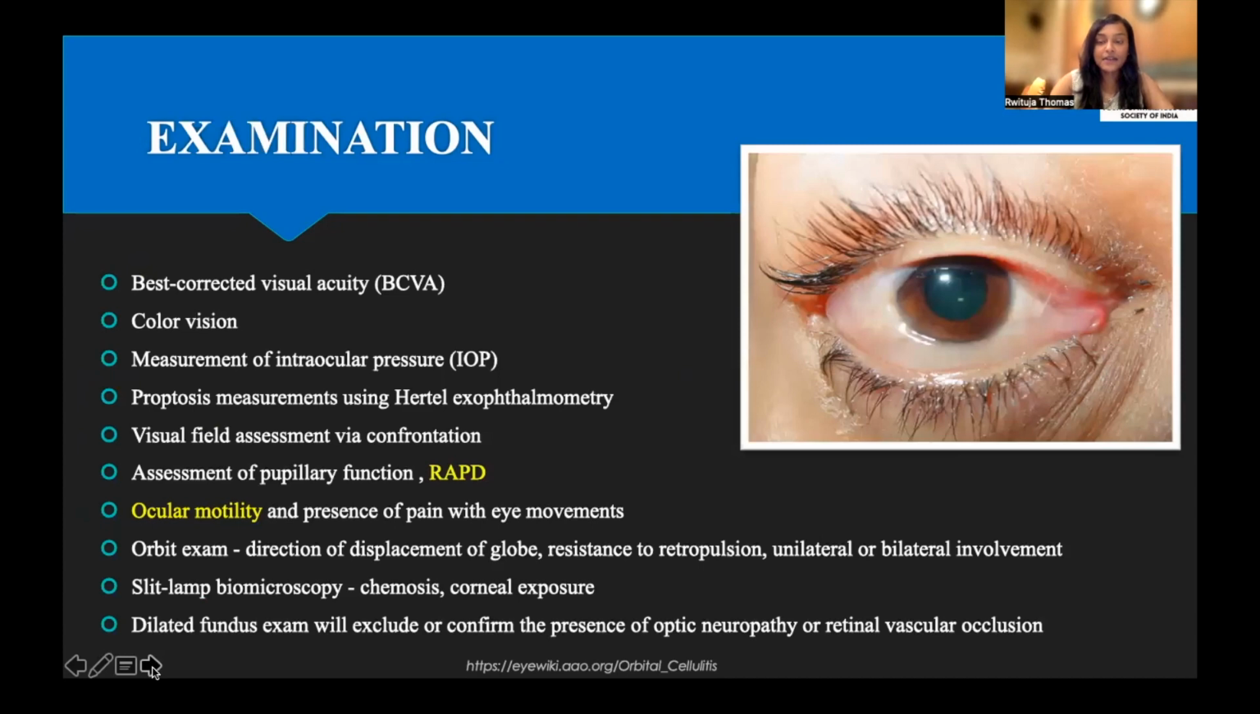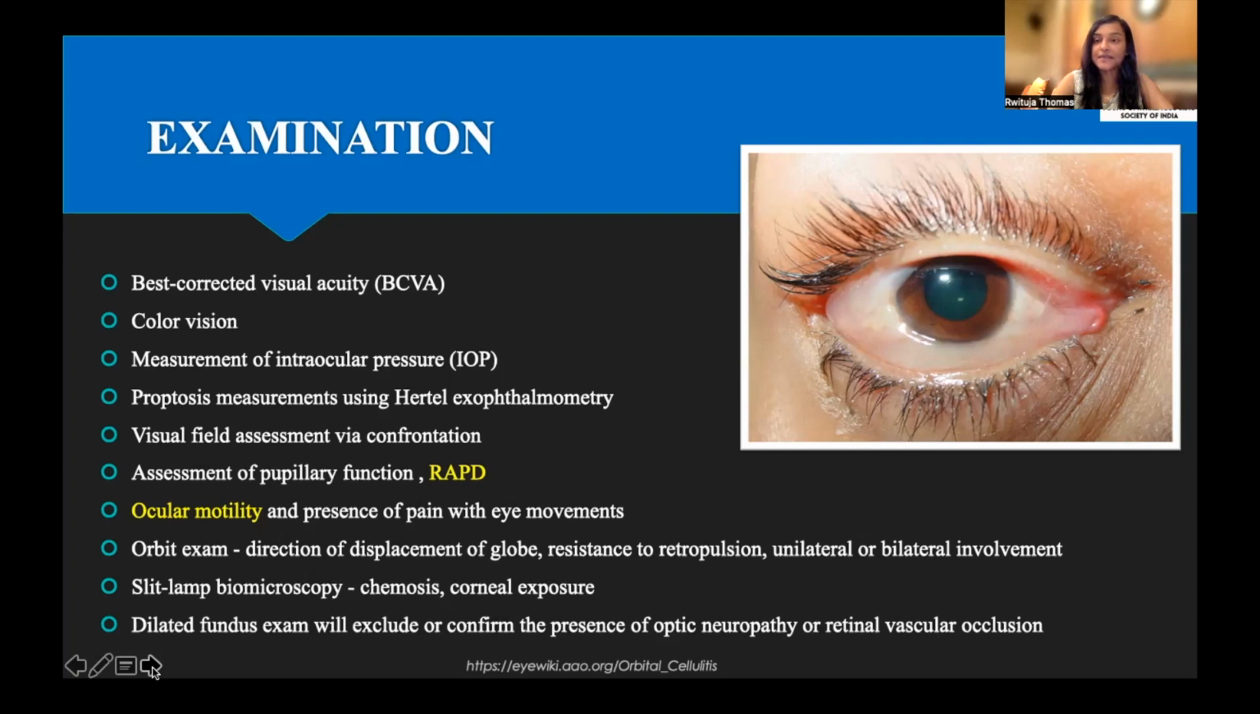Now, on examination, you'll have to record the best corrected visual acuity, which would be reduced, the color vision, which would be altered, the measurement of the intraocular pressure, which would be raised, proptosis measurement, if possible, and confrontational fields, which you can do in adults if required. Pupillary function, pupillary reflexes could be sluggish, RAPD would be present, motility would be restricted. Orbital exam may be a little difficult because of the tenderness, but you can check for resistance to retropulsion.